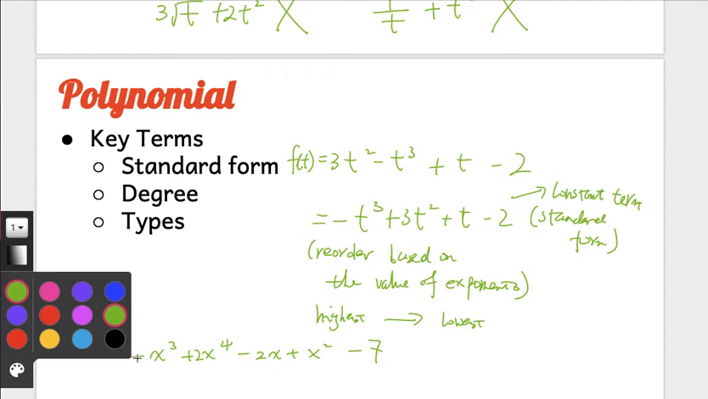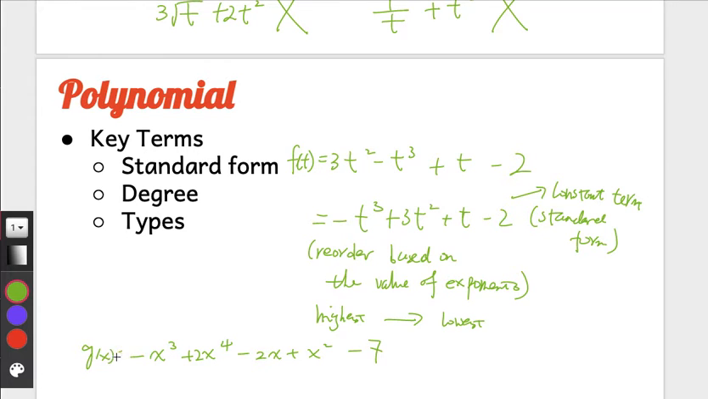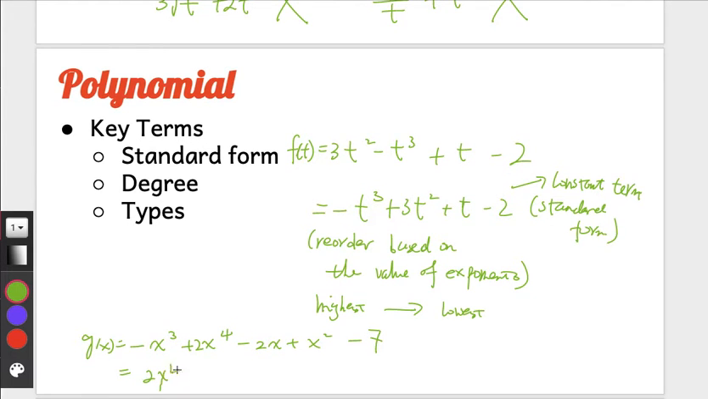So if you see, let's see, this is g of x. This is definitely not standard form, right? You can definitely just rewrite it as a standard form, which is going to be, again, check every single exponent. The highest one is 4. So we are going to bring the whole term. Do not forget the whole term, not just the variable itself, and reorder them.